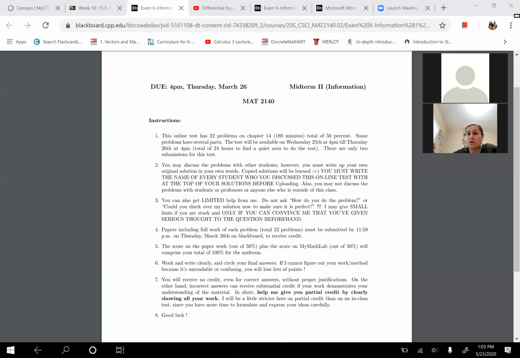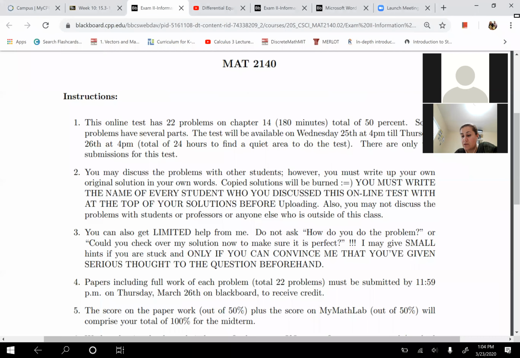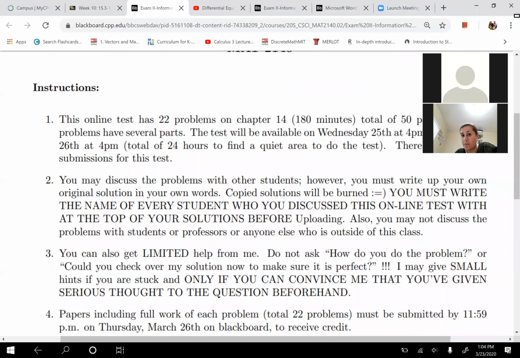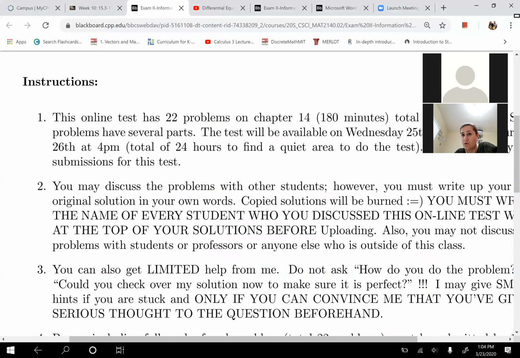Okay. Yeah. So let's start. This instruction says you will have a test on Wednesday through MyMathLab, which means you have to log in there. The test will be available right at 4 p.m. on Wednesday 25th, and then will be closed on Thursday 26th. So it's a total of 24 hours to find a quiet area to do the test. So it doesn't matter when you do it out of these 24 hours.